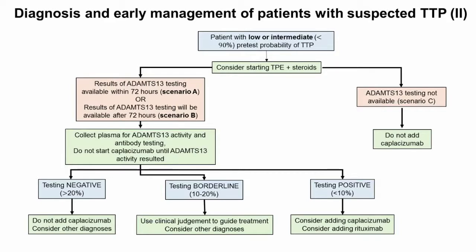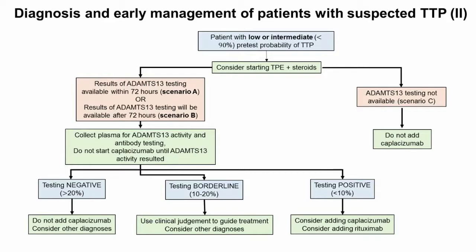If ADAMTS13 activity is greater than 20% or normal, you do not add Caplacizumab this time, and consider other diagnoses as well. If the ADAMTS13 test is borderline, between 10 to 20%, clinical judgment is required to guide the additional therapy, and you should also consider other diagnoses.